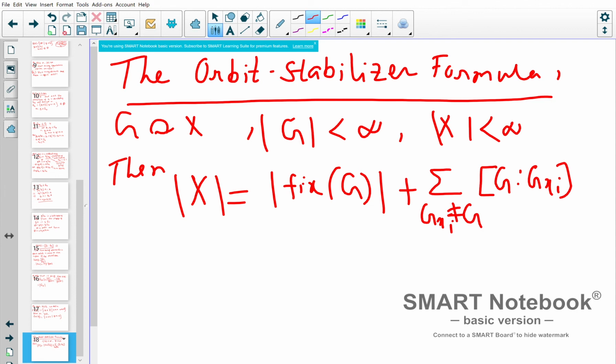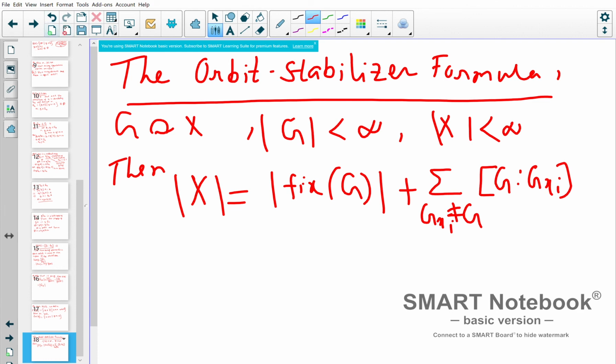So as subgroups, these Gx are proper subgroups of G. That's what I'm saying. What happens if they are the full group? That I will tell you, and that will give us the trivial fixed points.